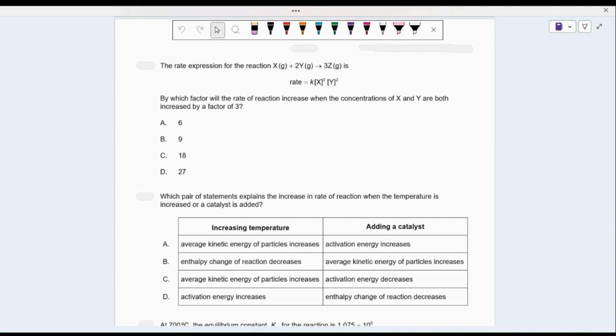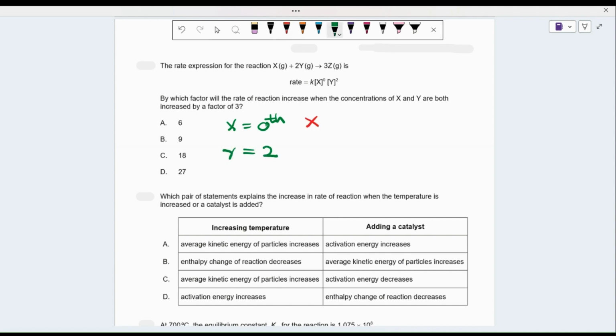By which factor will the rate of reaction increase when the concentrations of X and Y are both increased by a factor of 3? Okay, so we have X, which is 0th order. So it means that if we increase by a factor of 3, it won't make a difference. So what we'll be looking at is the fact that Y is second order. So we know that's an exponential graph. So X 0th order, nothing.